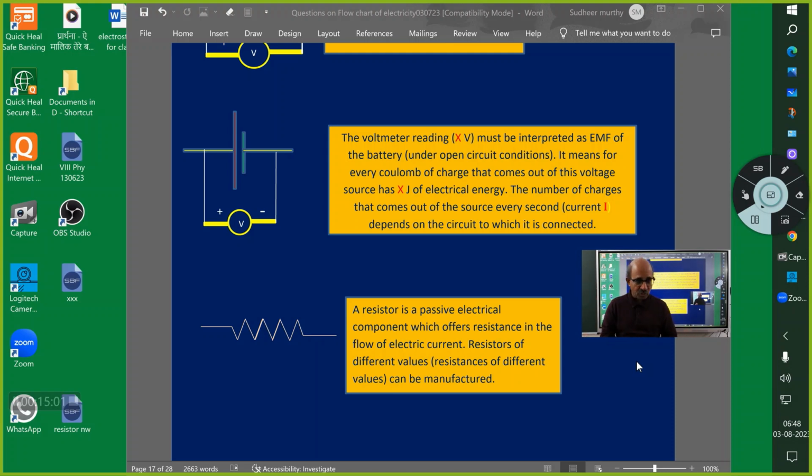But a fan, if it consumes energy, will not get converted to heat energy. It will get converted to rotational mechanical energy. Like that, it is different. Now we are dealing with resistors. It will consume the electrical energy and convert it into heat energy.